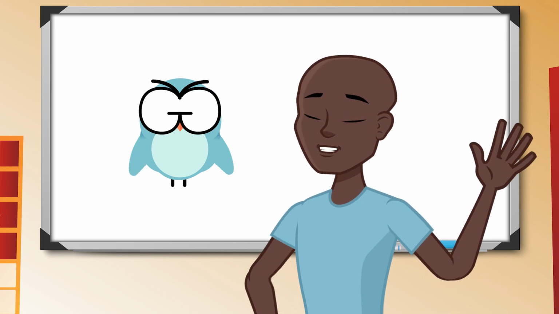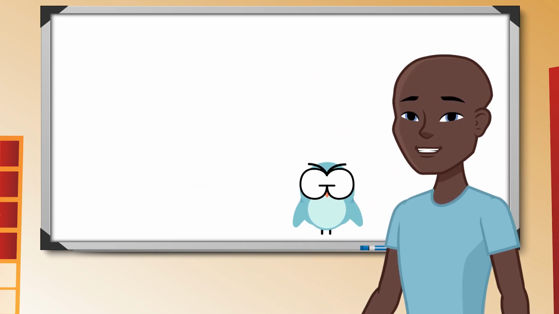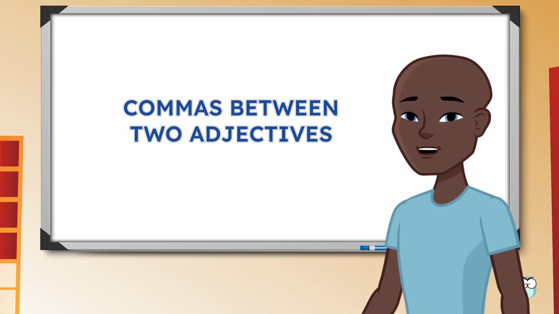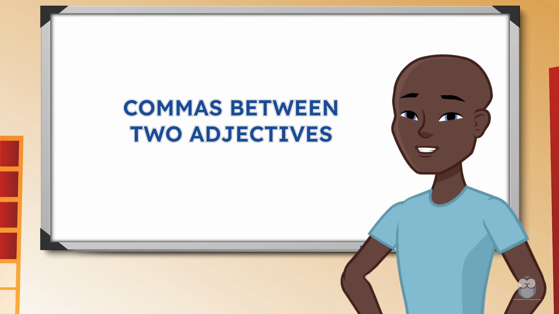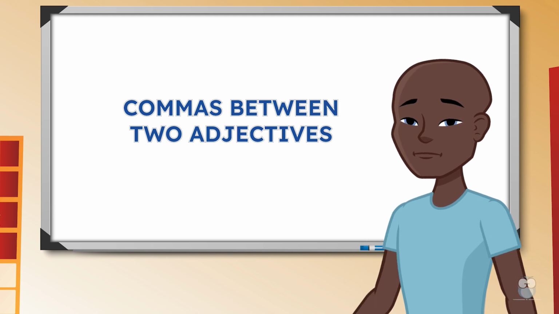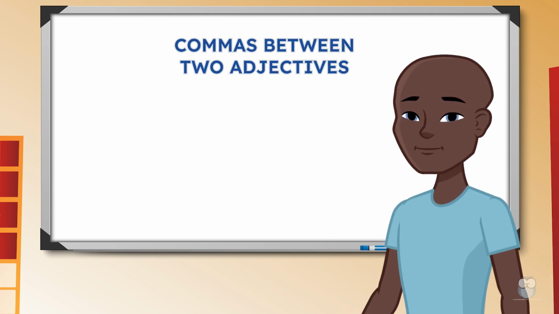Hey there everyone! Today we're talking about what to do when you have two adjectives describing the same noun. Sometimes you use a comma and sometimes you leave out the comma. Confusing, right? Let's take a look.